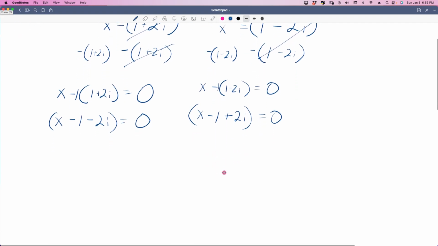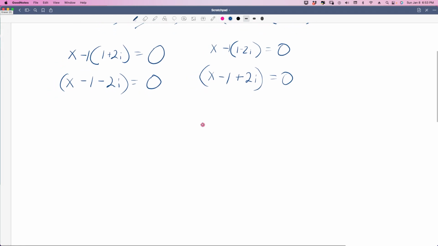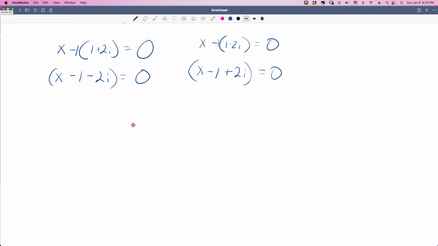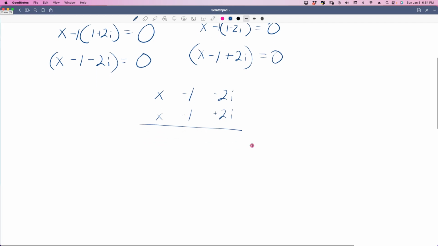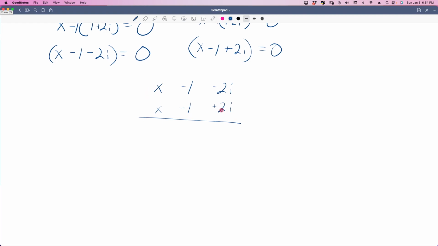So now we're going to put them back together to write the quadratic equation. So we're going to multiply them times each other. So stacking might be the best way to do that. That's the way that I like. So I'm just going to stack them on top of each other. x, negative 1, negative 2i, and then we have the other one, x, negative 1, positive 2i. Those are our terms, and I am going to start doing our calculation here.